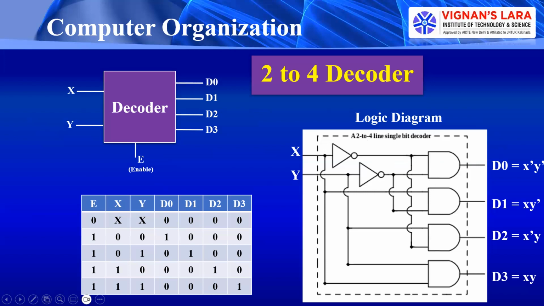So D naught is equal to x bar y bar. Similarly, D1 is equal to 1 for x bar y. D2 is equal to 1 for x y bar. And D3 is equal to 1 for x y. So the decoder internally contains AND gates. AND gate outputs are nothing but the outputs of the decoder.